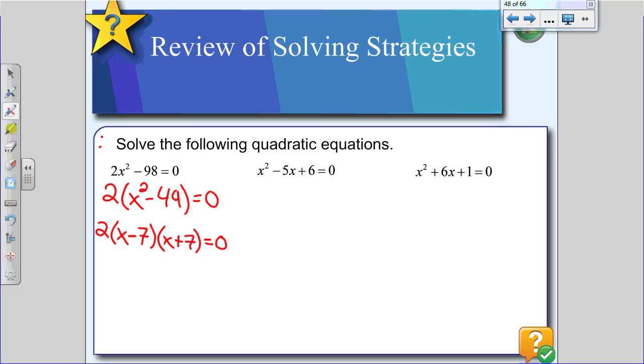We then use something that we call the zero product property. Once you're in factored form, you can look at each factor and try to figure out what value of x would make that factor equal 0. So in our case here, if x equals 7, we would make the first set of brackets equal to 0, and if x equals negative 7, we would make the second set of brackets equal to 0. So we would write our answer as x equals positive or negative 7. We wouldn't write it separated out like I did. I'm just making a point here.